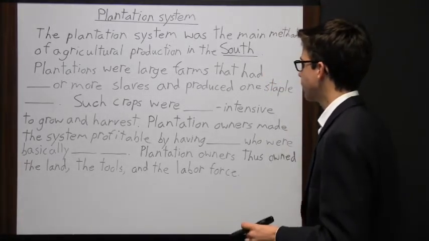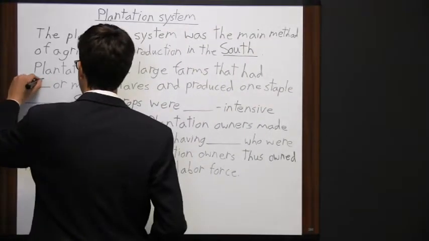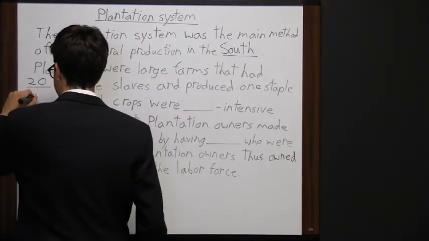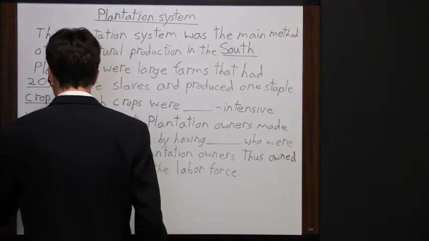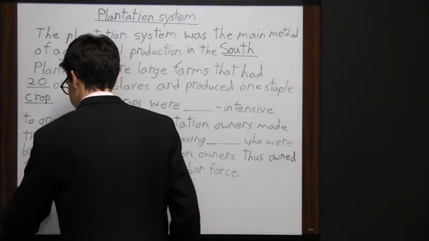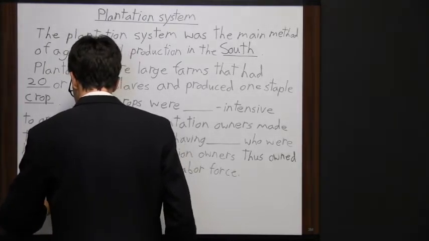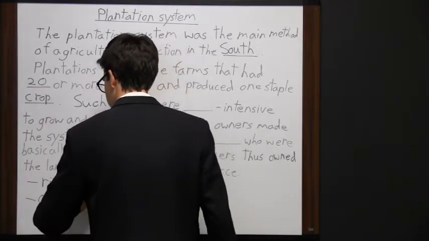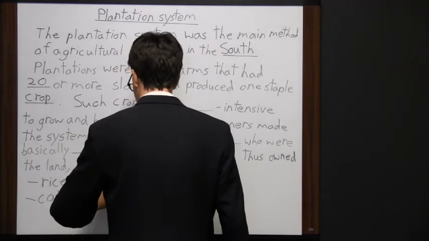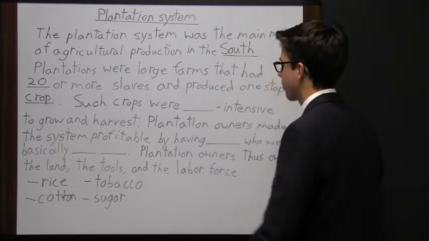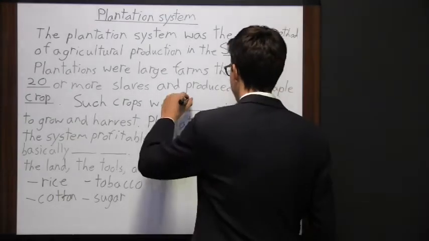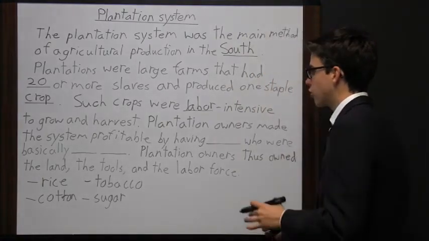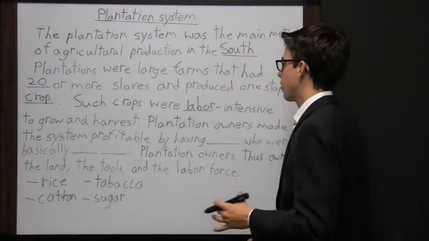Now, plantations were large farms that had 20 or more slaves and produced one staple crop. So some of these crops could be rice, cotton, tobacco, or maybe sugar. Now, such crops were labor intensive to grow and harvest. So in other words, it took a large workforce, a large labor force, to grow and harvest these crops.